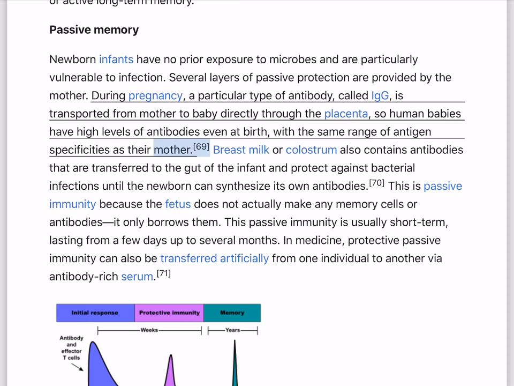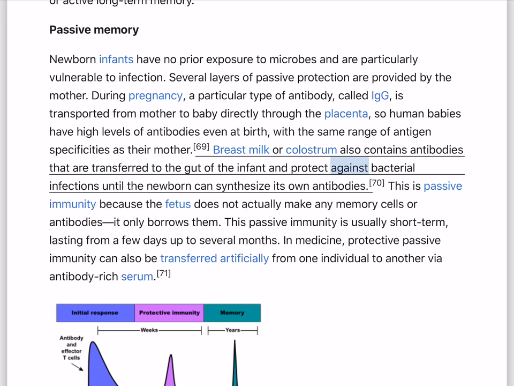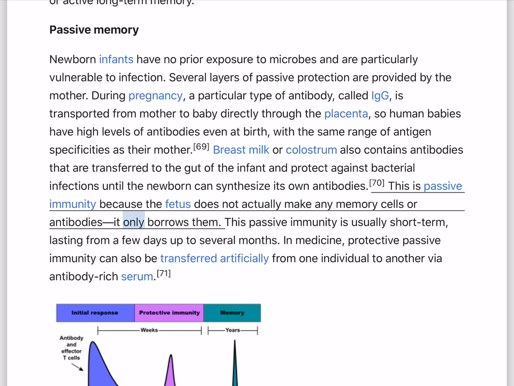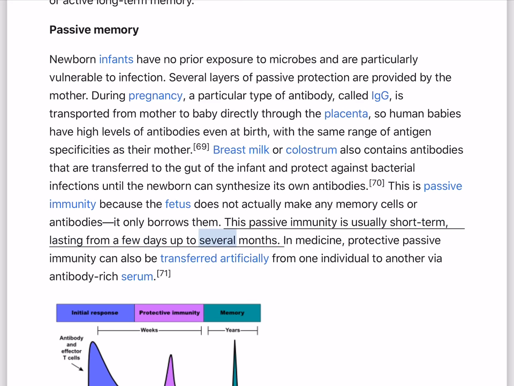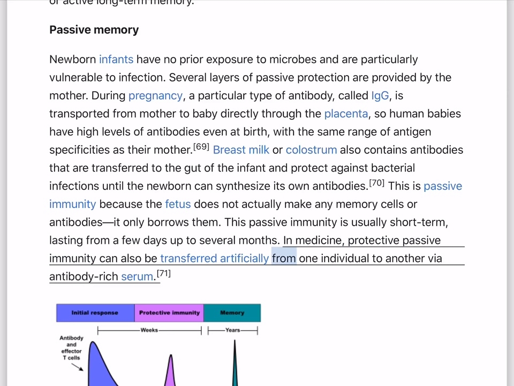Breast milk or colostrum also contains antibodies that are transferred to the gut of the infant and protect against bacterial infections until the newborn can synthesize its own antibodies. This is passive immunity because the fetus does not actually make any memory cells or antibodies. It only borrows them. This passive immunity is usually short-term, lasting from a few days up to several months. In medicine, protective passive immunity can also be transferred artificially from one individual to another via antibody-rich serum.